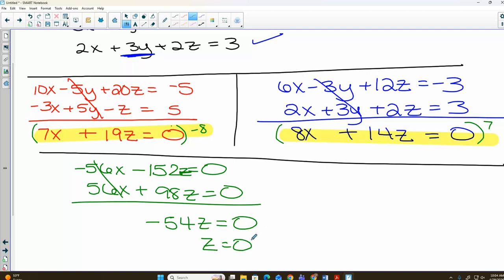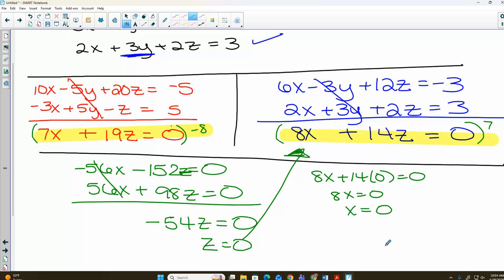So once I have z, we can start working backwards. So you can plug it back into one of these. If I just put it in right here, I know 8x plus 14 times 0 equals 0. So 8x equals 0, so x is 0.